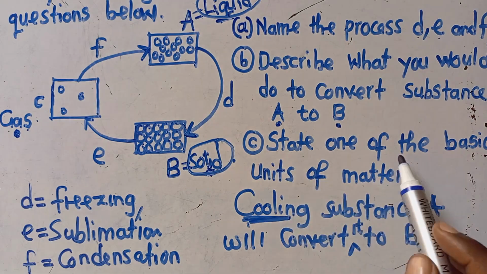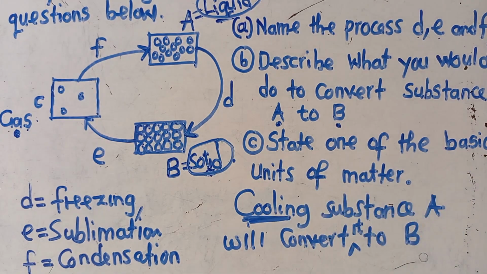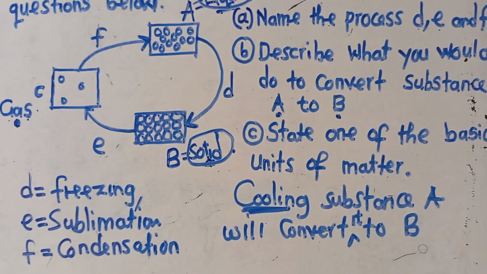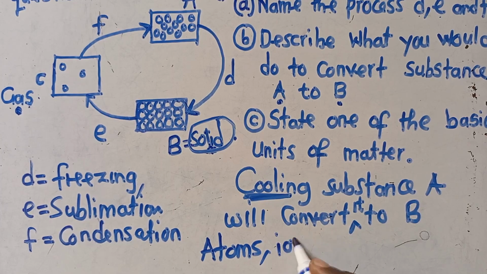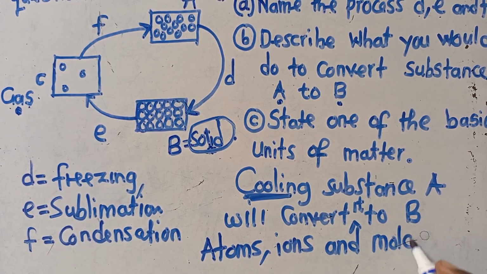We now go to this last question. State one of the basic units of matter. Whenever we are talking about matter, you know that matter is any substance that has got mass and occupies space. That is matter. There are three states of matter and three basic units of matter. Sometimes they are called basic building blocks of matter. So now what are these? These are atoms, ions, and molecules. This is what you are supposed to know and understand.